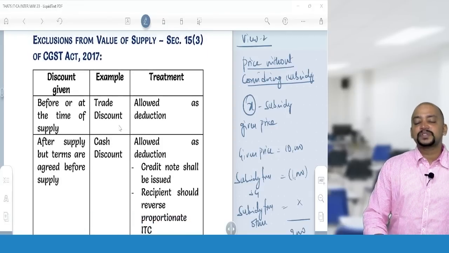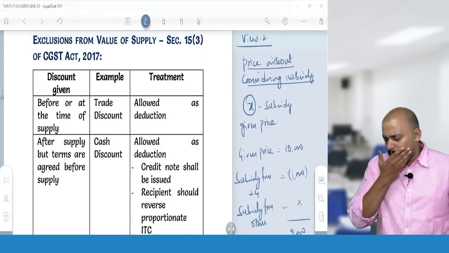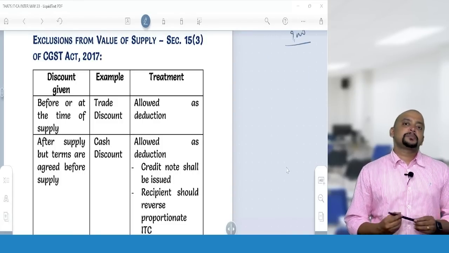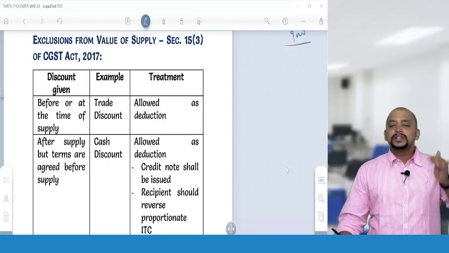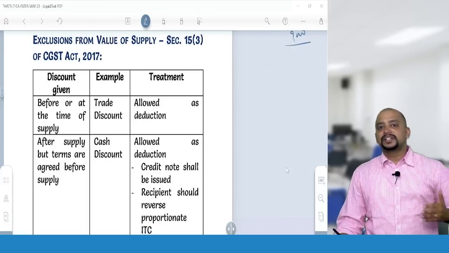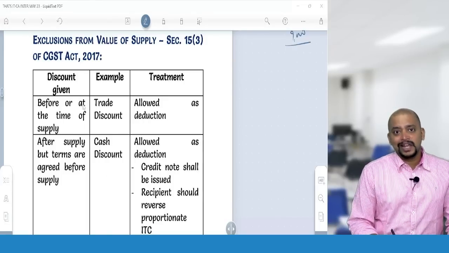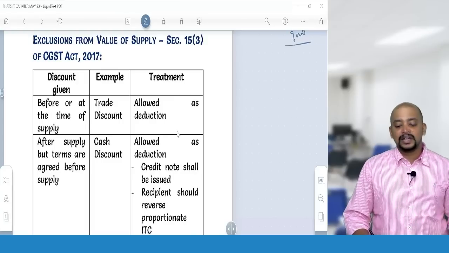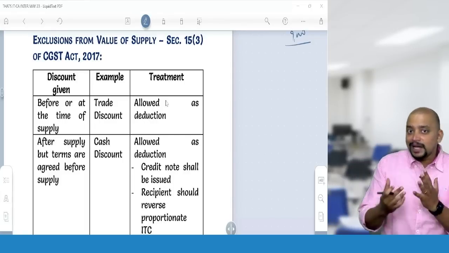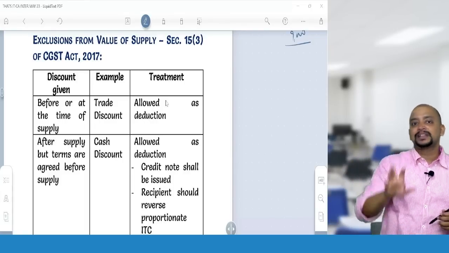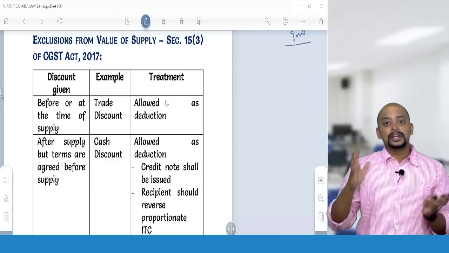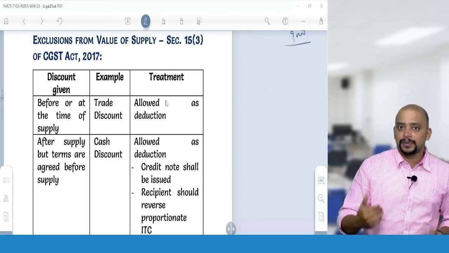Then we have 15 subsection 3, exclusions. Exclusions from the value of supply is only one point, that is discount. So discount is divided into 3. Discount given before or at the time of supply, discount given after supply. So this discount given before or at the time of supply will be always allowed as deduction. Example, trade discount. So before supply itself, we will give the discount. So at the time of preparing the invoice, we know what is the discount. So we will prepare the invoice like price minus trade discount or some other discount. So therefore it is duly allowed as deduction and GST will be computed on the discounted price.